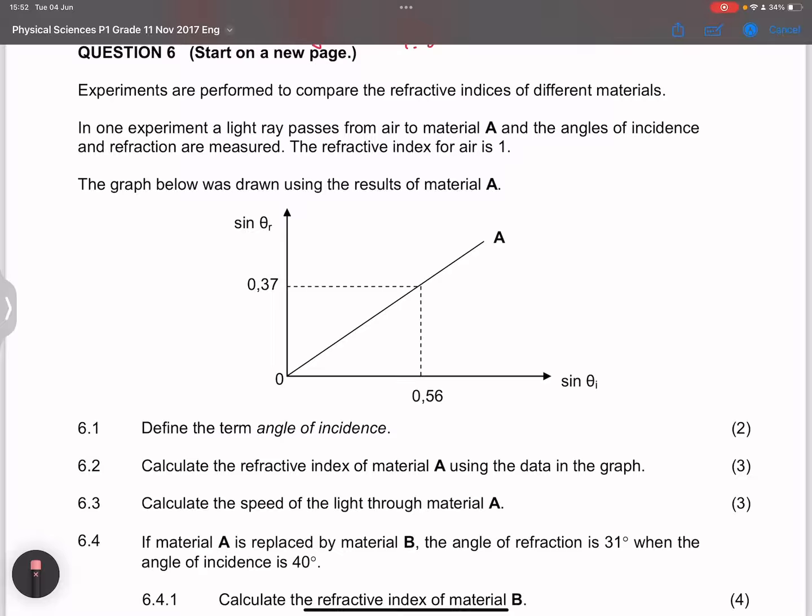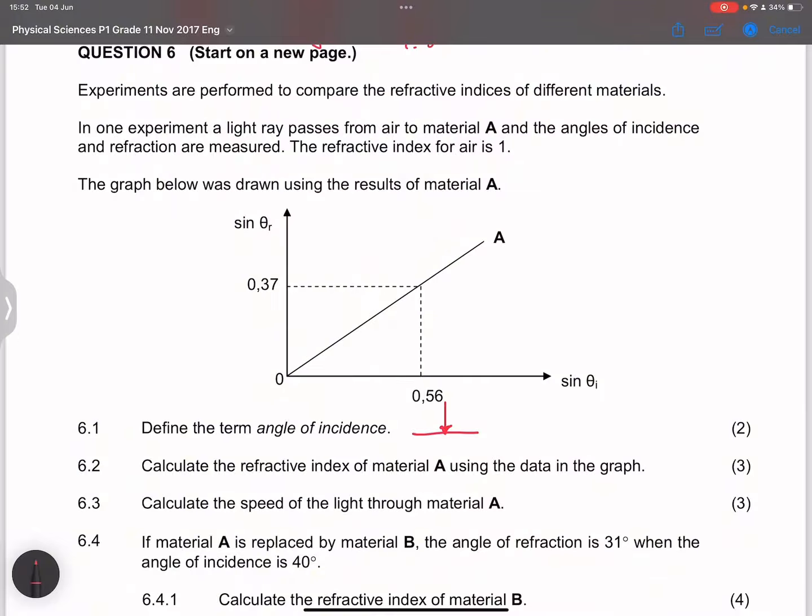So firstly, they say to us we must give a definition, right, of the term angle of incidence. Right, and please remember, guys, when we talk about the angle of incidence, right, this is the angle between the normal to a refracting surface, right, and the incident ray. So in this case, remember that it would be the angle between the normal.